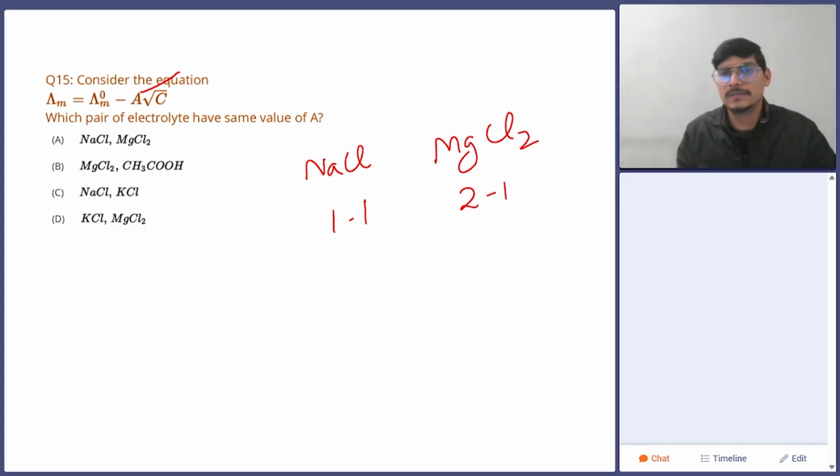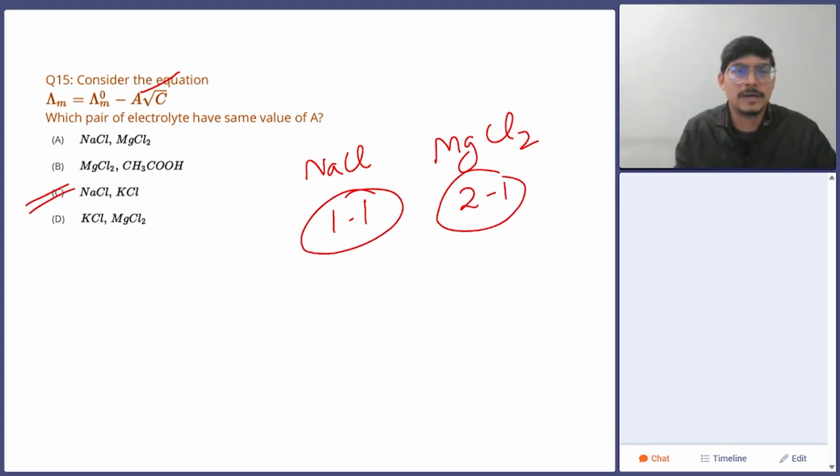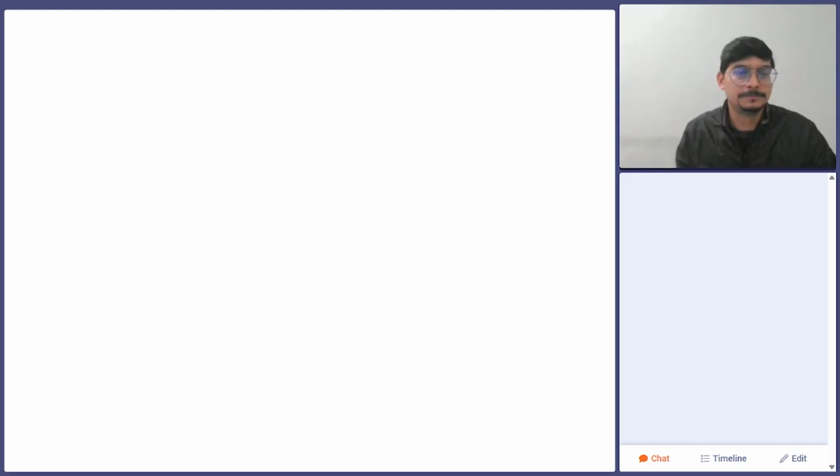So the electrolytes which are of the same type, like 1,1, 1,2 or 2,2, have the same value of A. So that makes option C the correct answer, because in this case, both electrolytes have the same charge on cation and the same charge on anion.